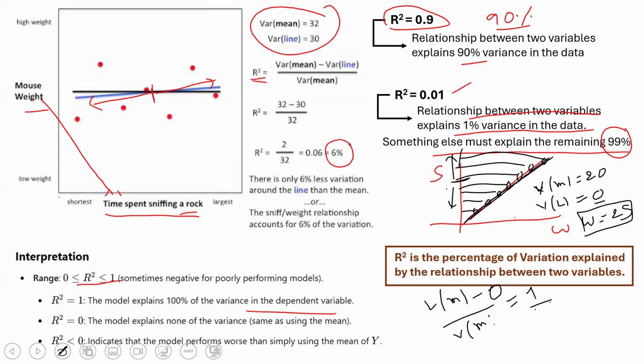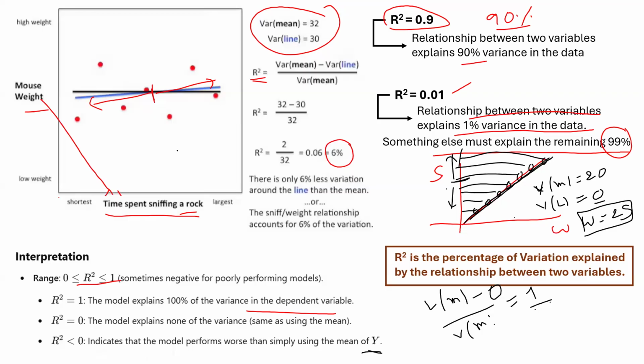Okay, so if R square is equal to 0, it means the model explains none of the variance. So the model is not explaining any variance in the data. Okay, and R square less than 0 indicates the model performs worse than simply using the mean. Using the mean in the sense when you project all the data points onto the mean and calculate the variance.